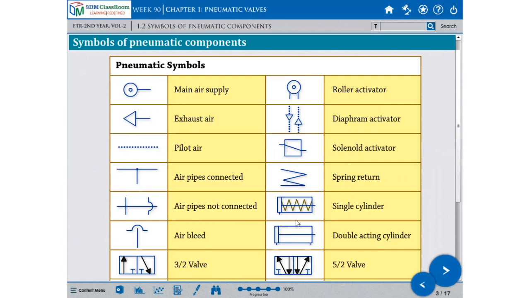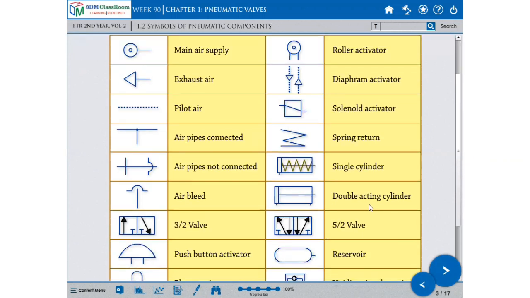Now this is a single acting cylinder with spring. Single acting cylinder: a rectangle, then this is the T which shows the cylinder. There is only one inlet here from the compressor. It will push the cylinder. Then when air is released, the spring pushes the cylinder back to its original place. Single acting cylinder always has a spring.